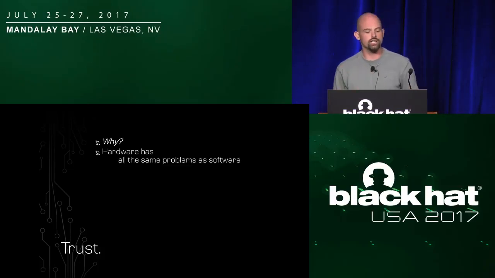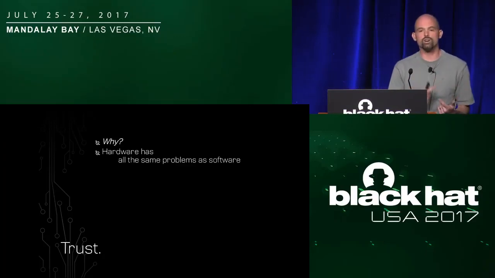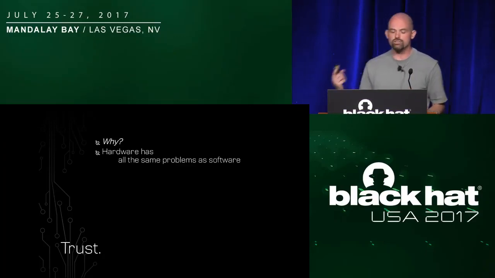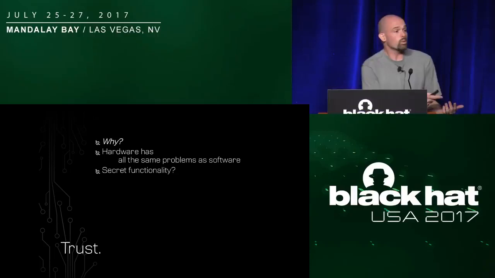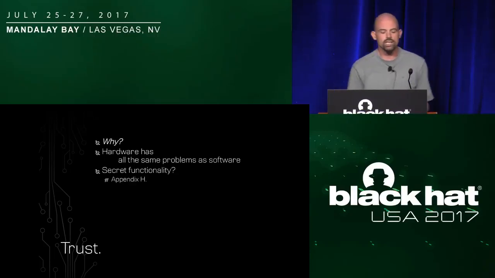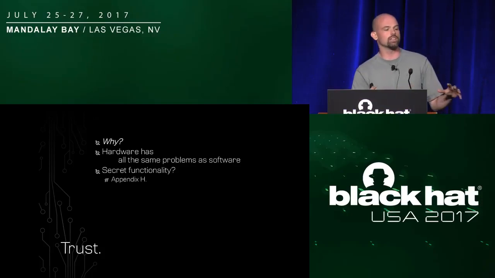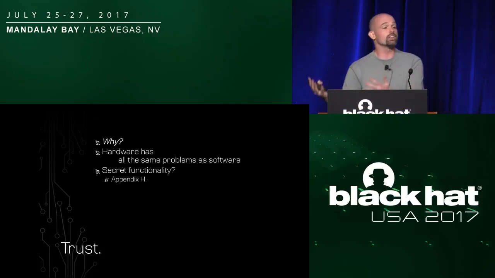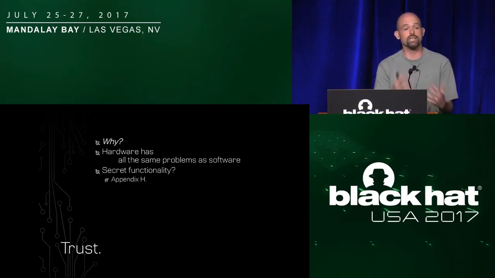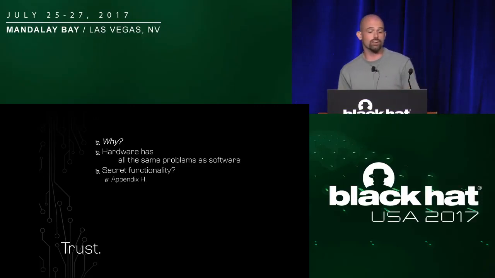So why is that? Why do we blindly trust the processor even when we're so untrusting of software? Because hardware has all the exact same problems that software has. In software, we worry about secret functionality, right? Well, hardware has secret functionality. For example, Intel infamously had what were called the Appendix H documents with the Pentium processor. This was a secret set of documentation that described proprietary parts of the architecture that they didn't want the regular public to know about. You could only get access to Appendix H if you were a trusted Intel partner.